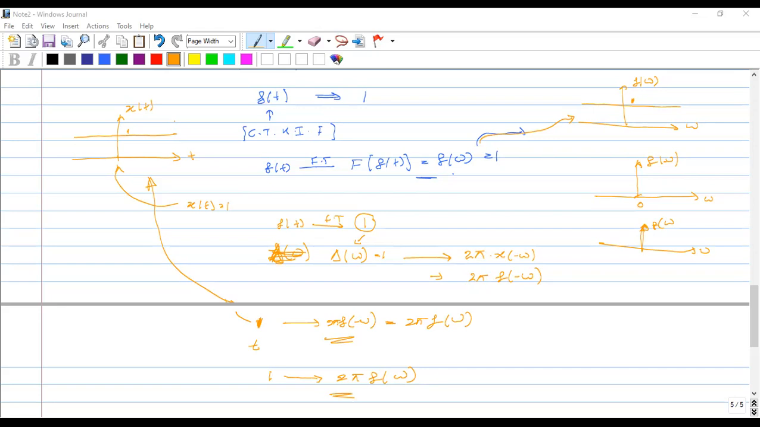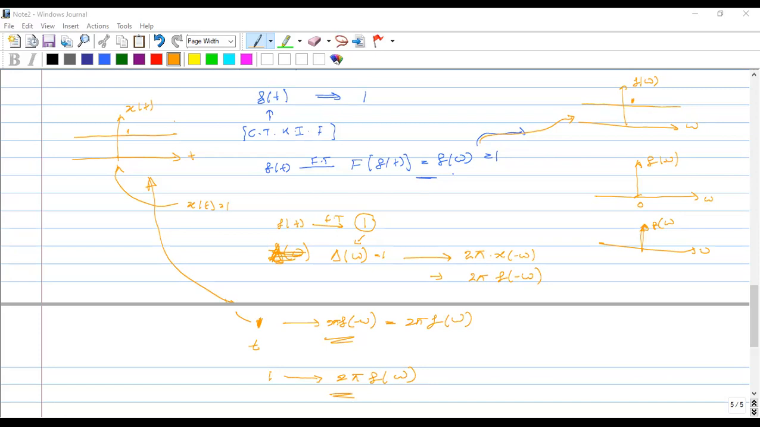When you find the Fourier transform of x(t), you get the omega domain signal, the frequency domain signal. So omega is the independent variable, and you will get a function with independent variable omega. So this is the time shifting property.